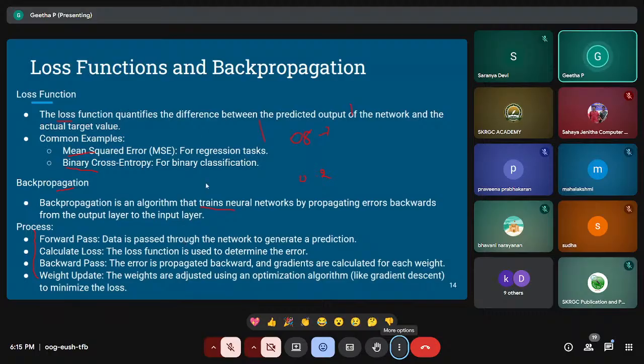In the forward pass, the data is passed through the network to generate the prediction, and we calculate the loss to determine the error. In the backward pass, the error is propagated backward and the gradients are calculated for the weights. Finally, you update the weights using an optimization algorithm, gradient descent, to minimize the loss. That is the process between the loss function and back propagation.